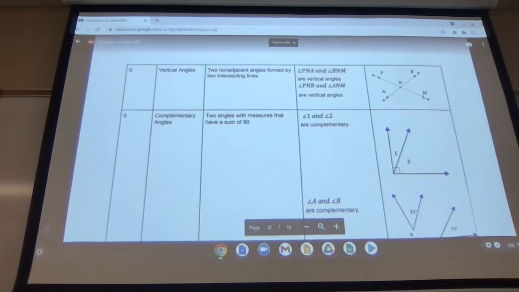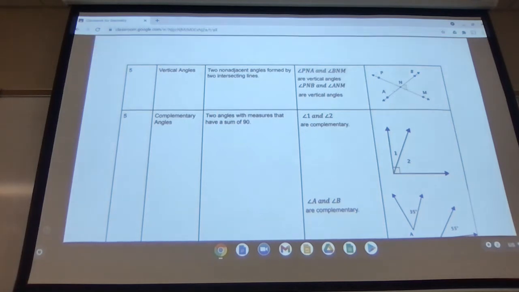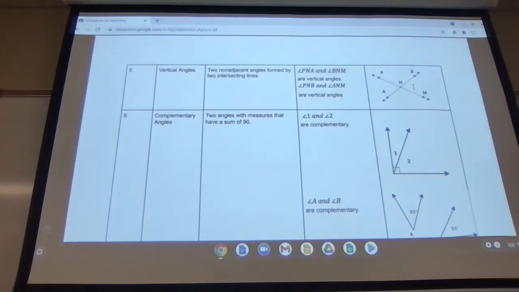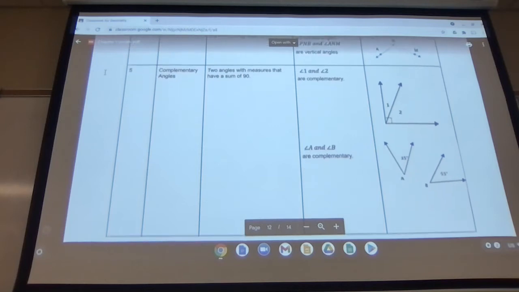P and A, there you go. P and A, this angle right here is right across from B and M. So when you see vertical angles, think vertical angles are across from each other. You'll see a bunch of those.